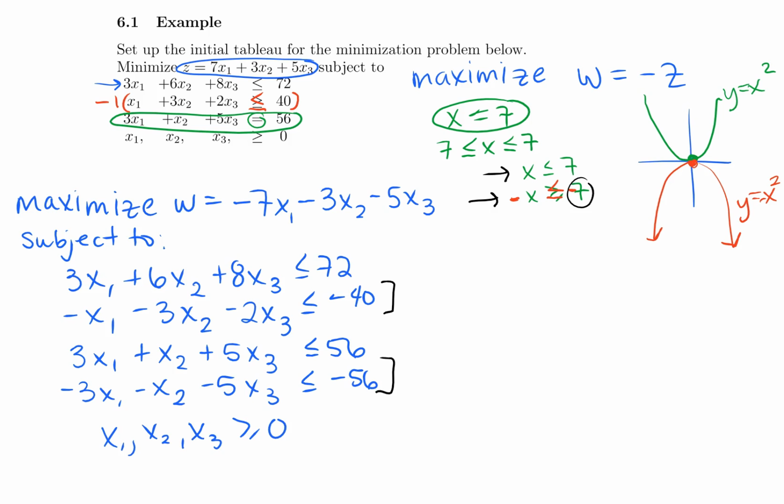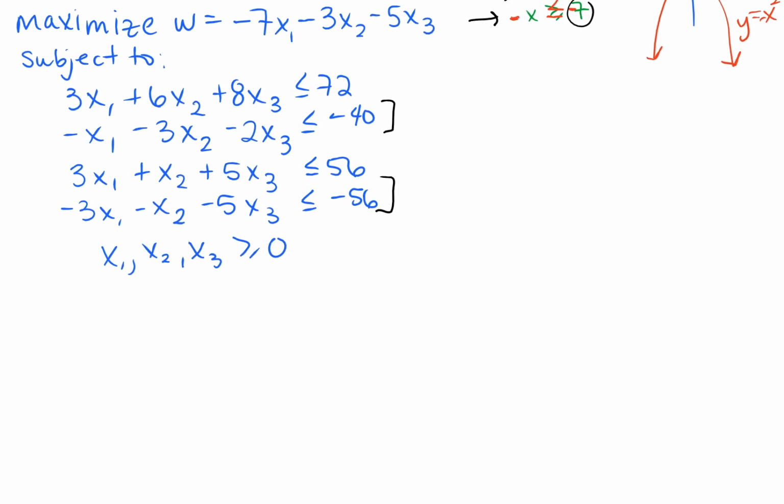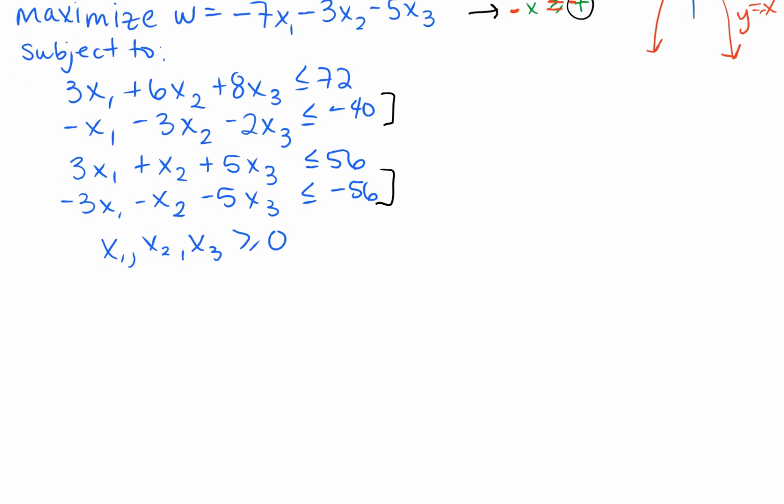So our initial tableau, let's see if I have room down here. Oh, I do. Good. Okay. So we'll start with the x1 column. I'll start with constraint 1. So we'll have 3, 6, 8. Now let's see, we have 4 inequalities, 4 constraints, so we will have 4 slack variables. So we've got x1, x2, x3, and then we'll have slack 1, slack 2, slack 3, slack 4. So this should be 1, 0, 0, 0.